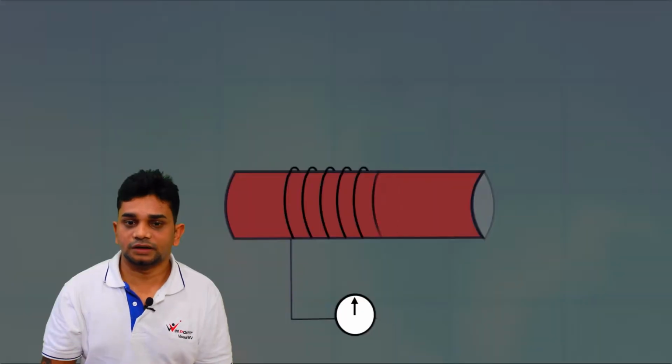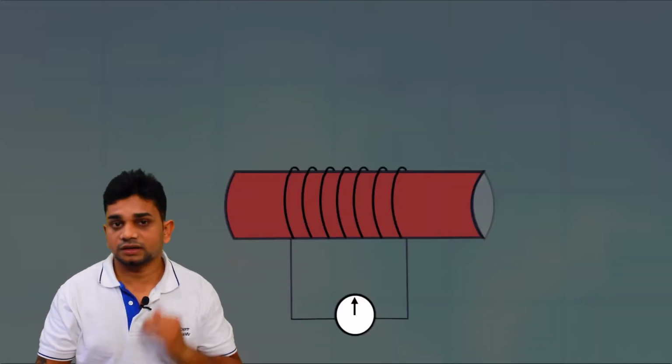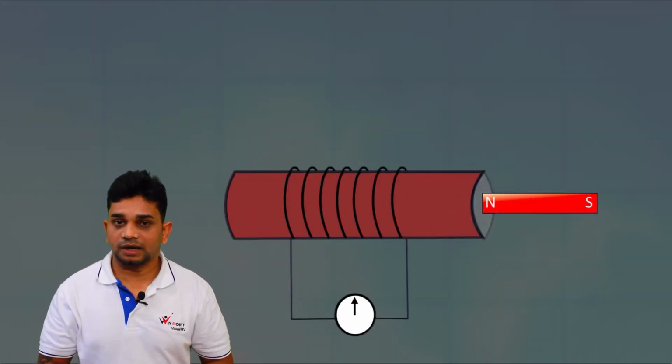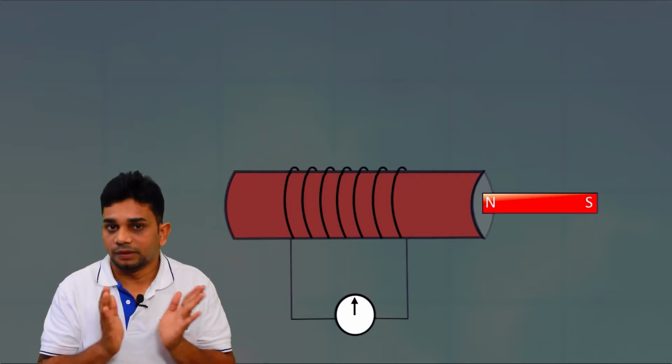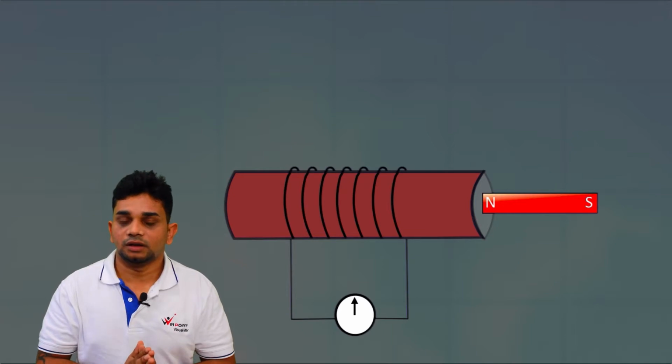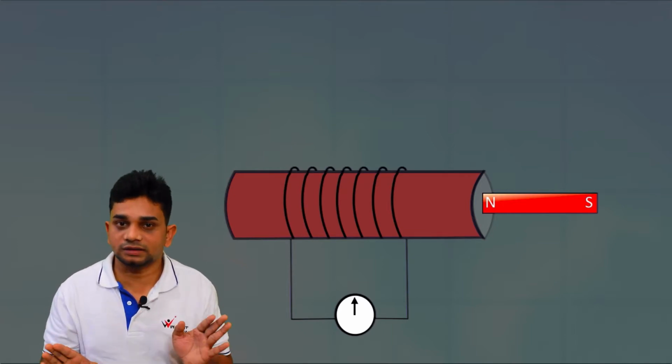Let's do it now. It is a coil and there is a galvanometer, and we are considering a magnet here. Magnet is having north pole and south pole. Now the magnet is not moving, so there is no electricity. If the magnet is not moving, there is no electricity.